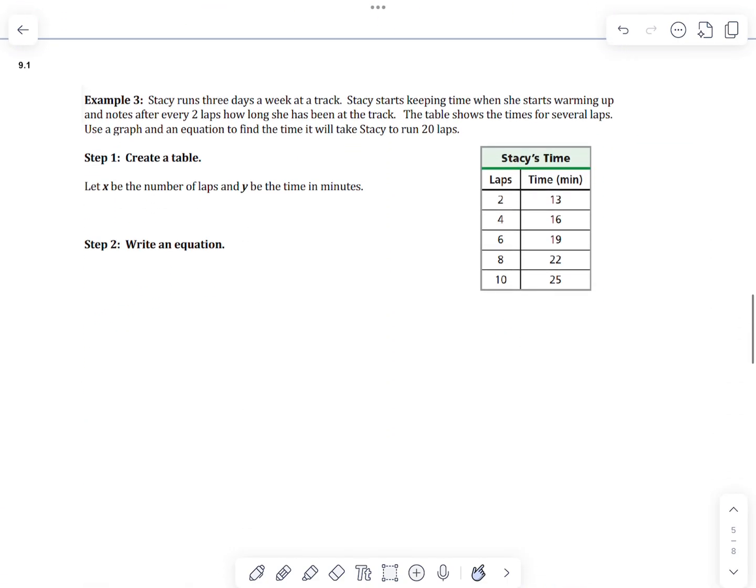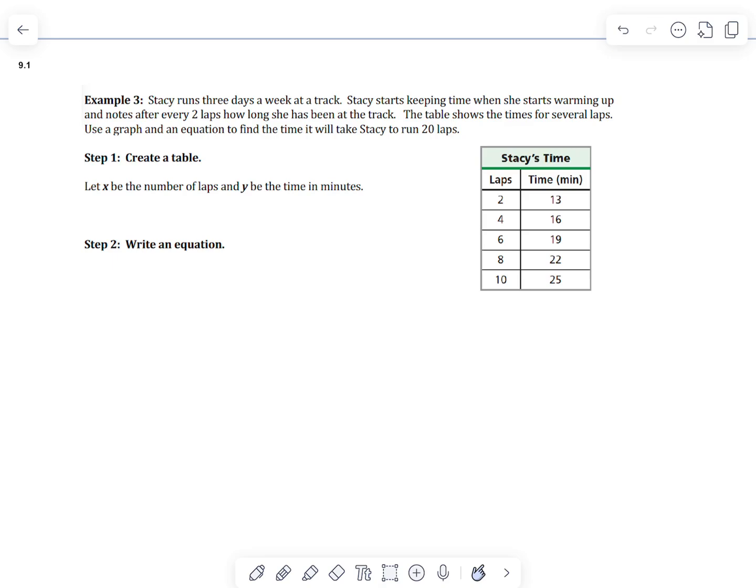All right, here's our second problem. Stacy runs 3 days a week at a track. Stacy starts keeping time when she starts warming up and notes every 2 laps how long she has been at the track. The table shows the times for several laps. Use a graph and equation to find the time it'll take Stacy to run 20 laps.